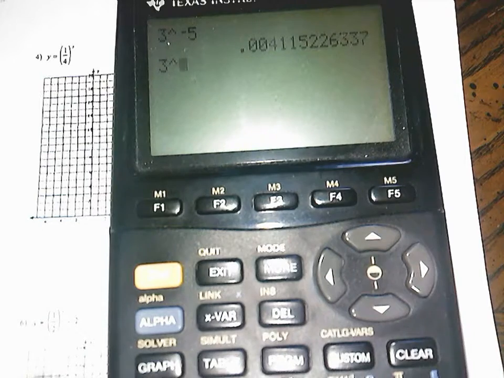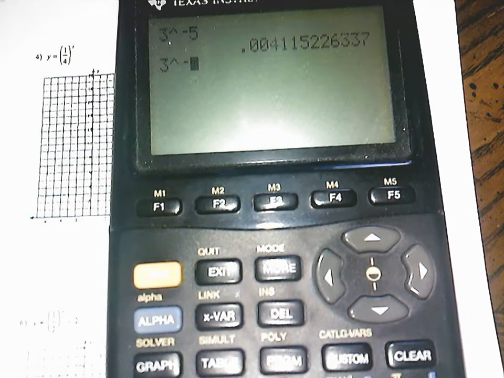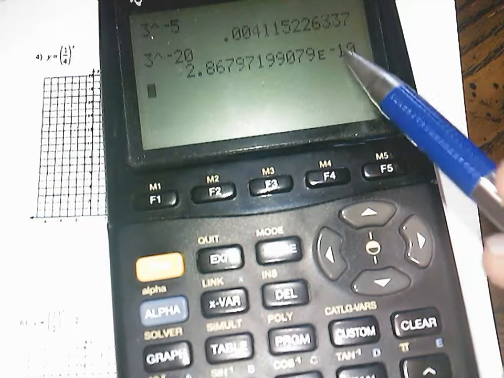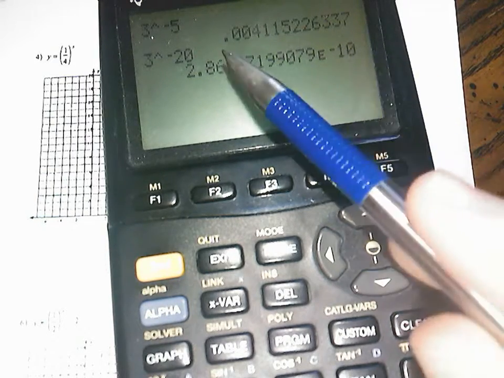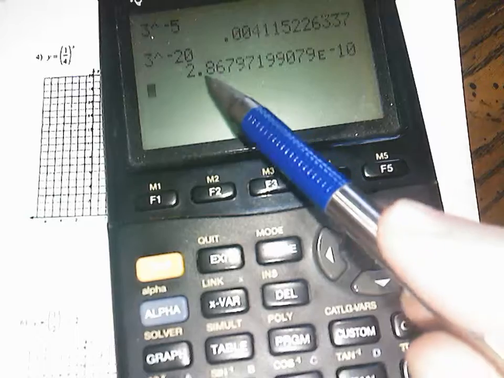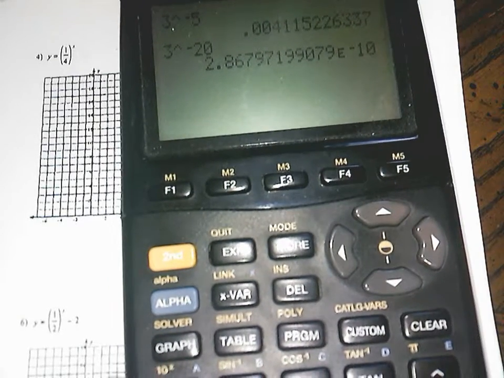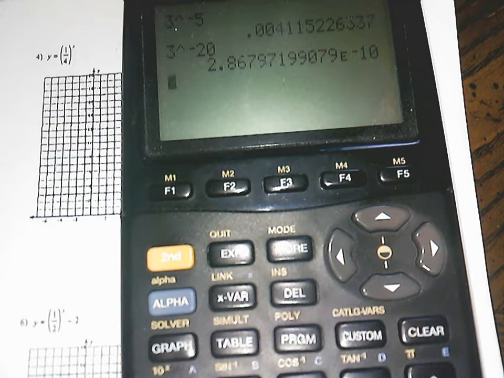About 3 to the negative 20th. Oh, see, this might make you think it's a negative number, but all it's saying is that this is scientific notation, and you have 10 zeros in front of this 2. So it's still above 0.